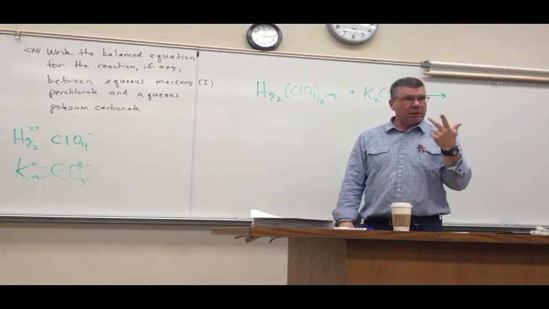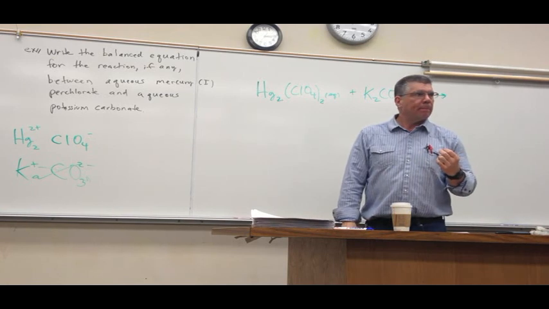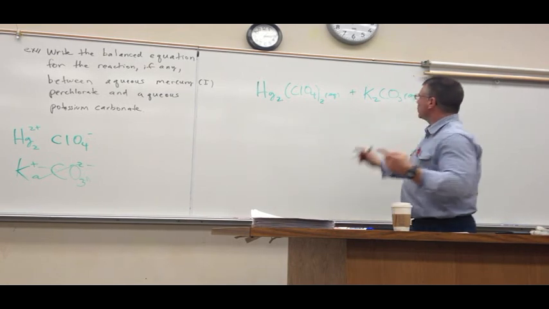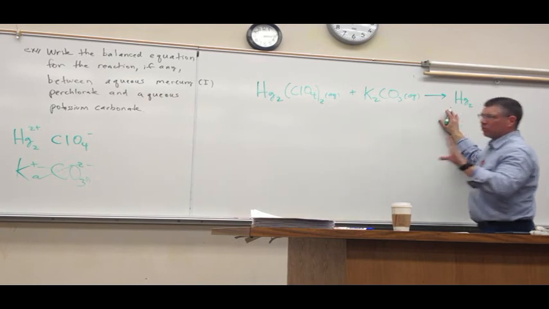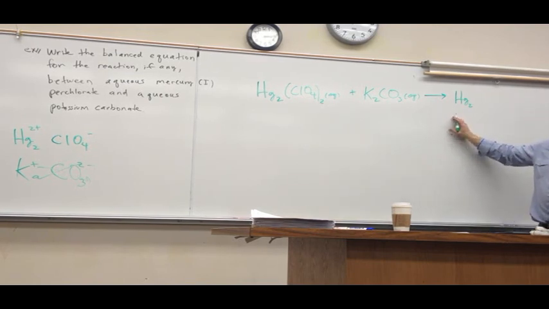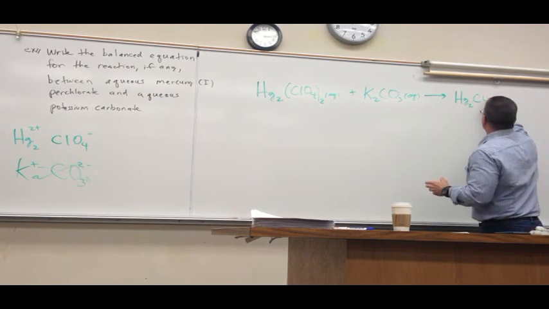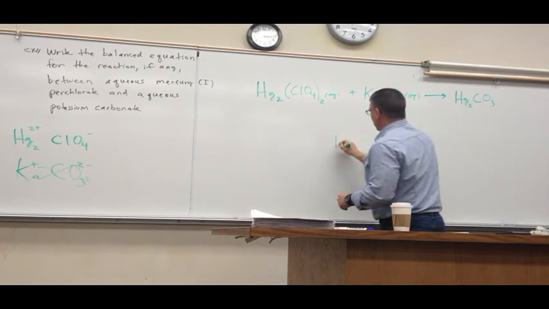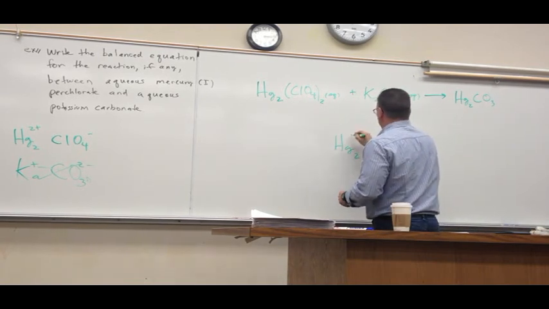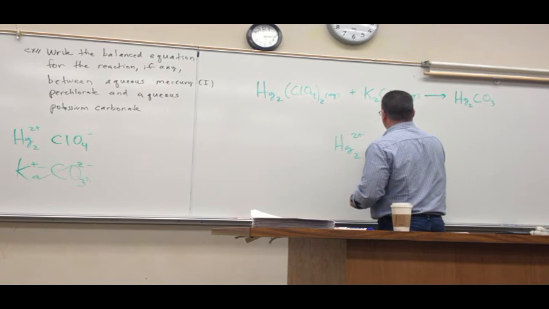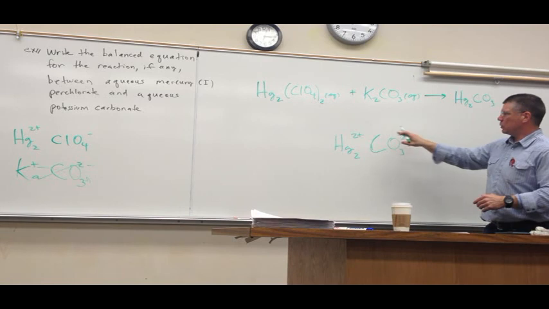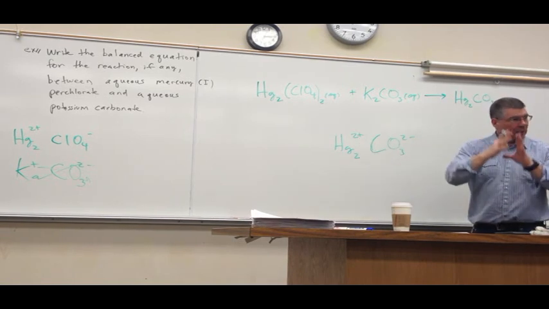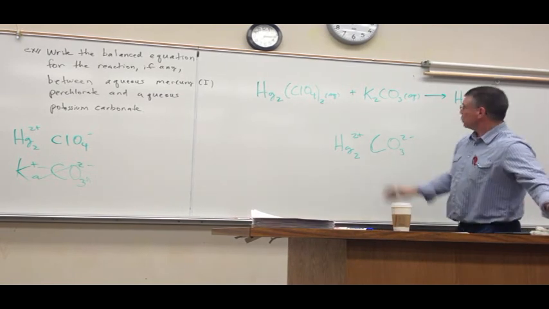When mercury 1 combines with carbonate, it's Hg2, because remember, mercury 1 is always Hg2 2+, right? And then what? CO3. And again, that's because this has a -2, this has a +2, they cancel each other out. So it's 1 to 1.